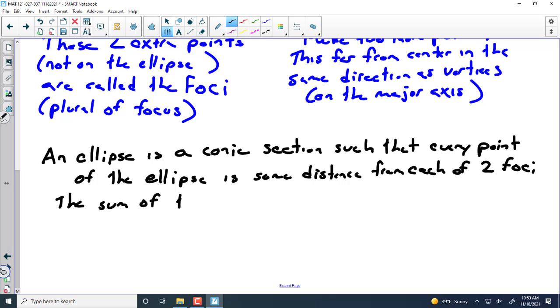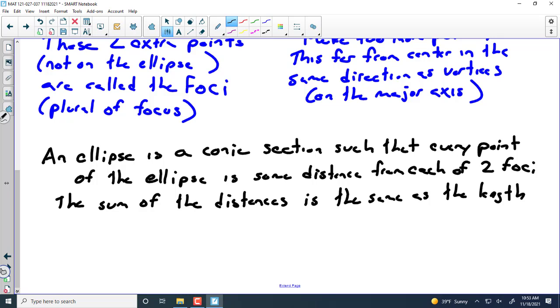The sum of those distances is the same as the length of the major axis. And I do not expect all of you to love that statement when you read it. An ellipse is a conic section such that every point of the ellipse is some distance from each of 2 foci. The sum of the distances is the same as the length of the major axis.